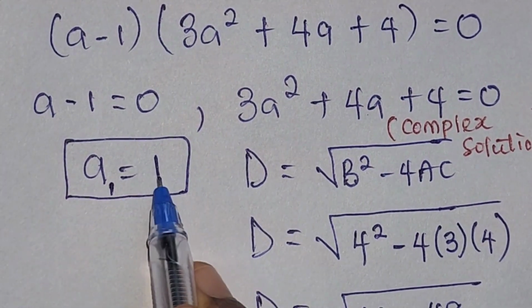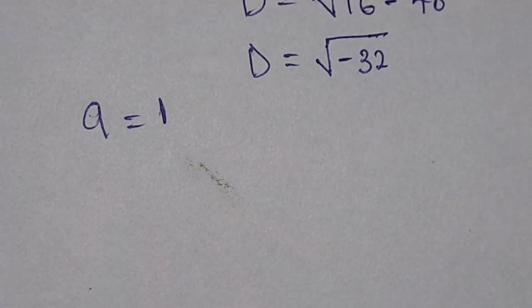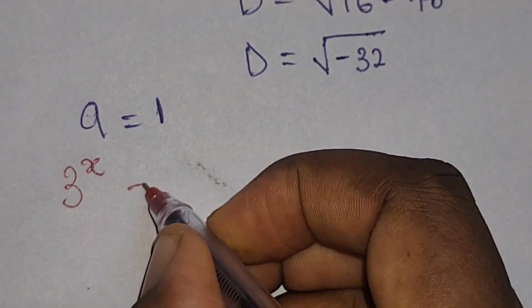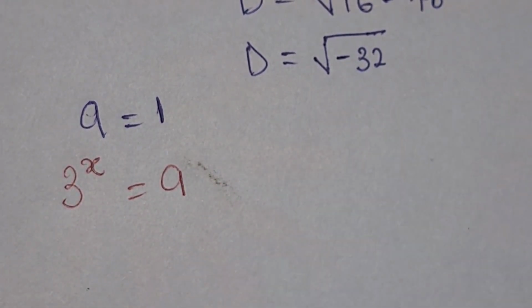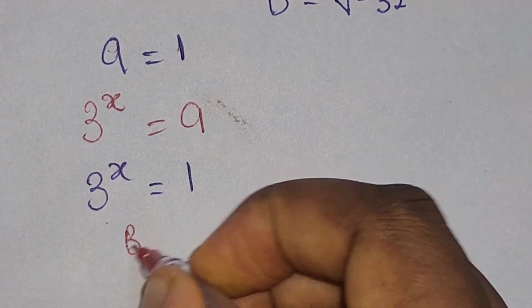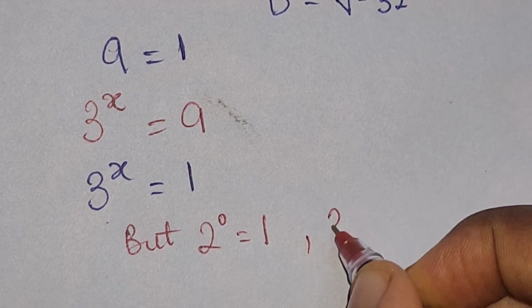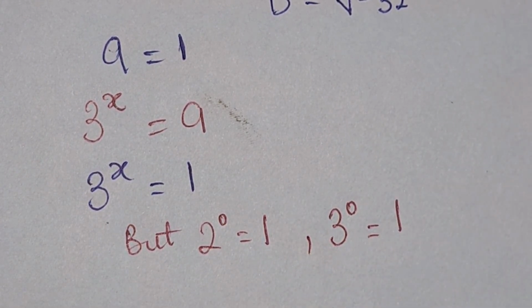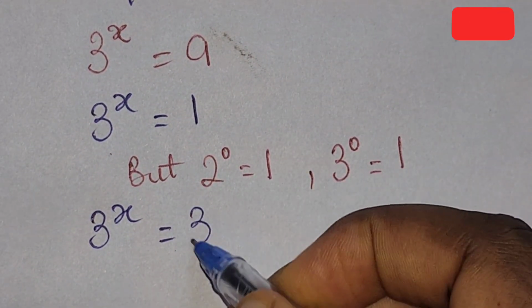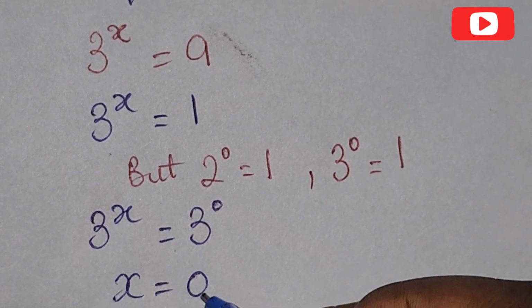So let's work with a equal to 1. Now let's recall that 3 to the power of x is equal to a. We have 3 to the power of x is equal to 1. But 3 to the power of 0 is equal to 1. Our 3 to the power of x is equal to 3 to the power of 0. So our x is equal to 0.